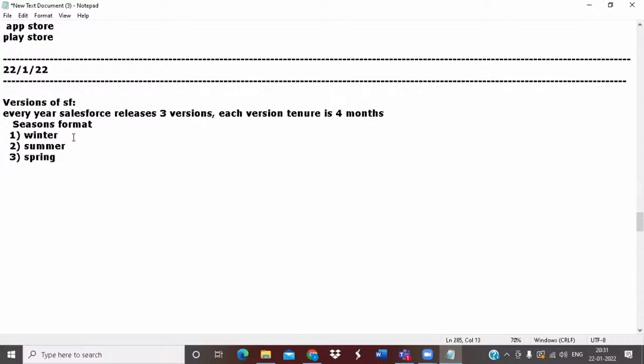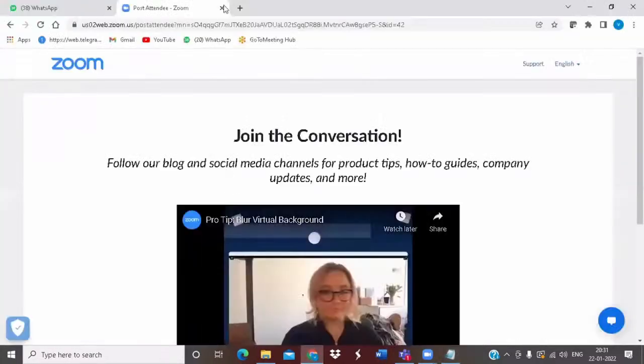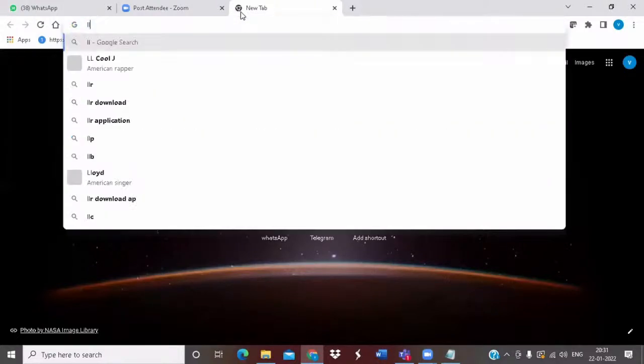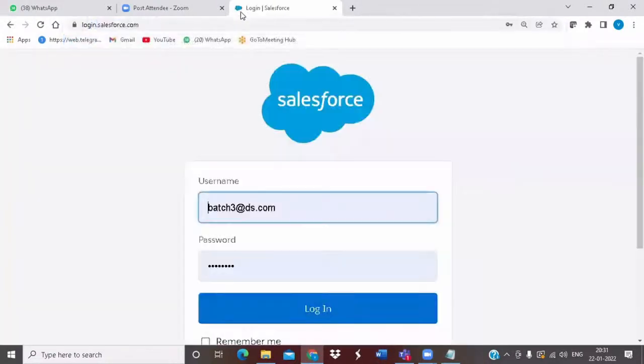The current version of Salesforce is Winter 22. What is this 22? Year number 2022. After Winter 22, summer will start, Summer 2022. Then the spring version will start. Like that, it will keep on rotating. Okay. So I'll show you right now how to find the version. Let me log in to salesforce.com.